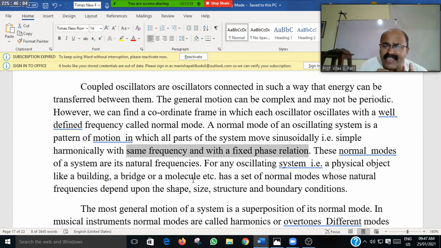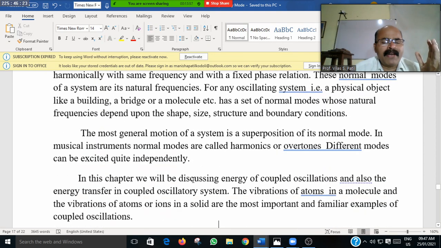It means the frequency of the coupled oscillation depends on these physical quantities: the size, the shape, the structure, and the boundary condition.